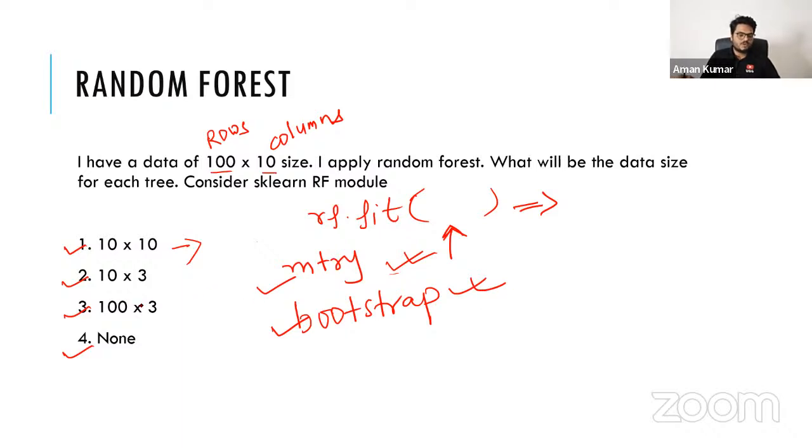Okay. Option 2. Option 2 is what Shreya is saying after going to the random forest documentation. And what is others' opinion? And why are you saying 10 and 3? What is mtry by default? Shreya, if you are saying option 2, then what is the value of mtry? Default value?